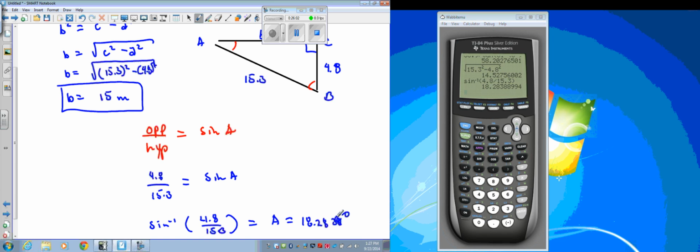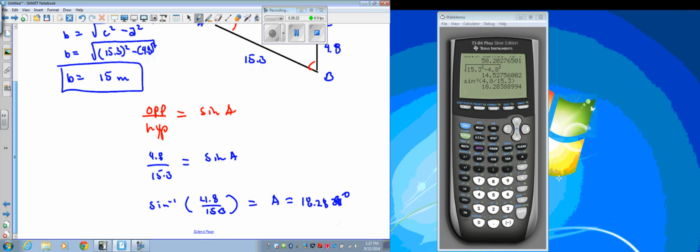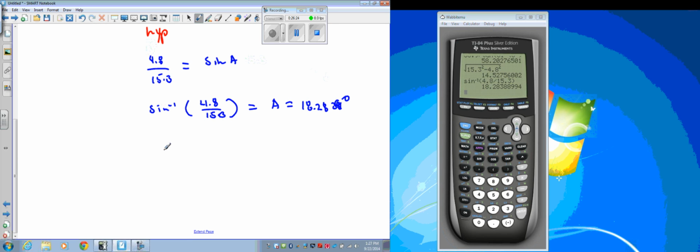Degrees, minutes, and seconds, because it says when two sides are given, give angles in degrees, minutes. So this is only in decimal degrees. You got to convert that to degrees and minutes. That's what that is telling you to do. So then what you have to do is you have to say 18 degrees plus 0.2838 degrees. Now how are you going to convert that to minutes?